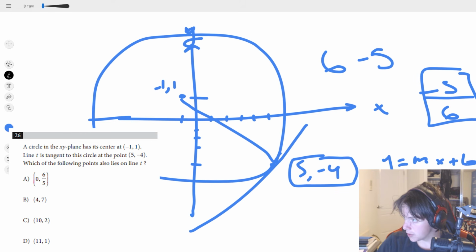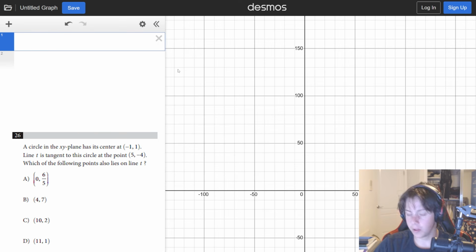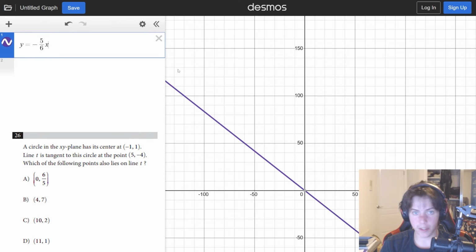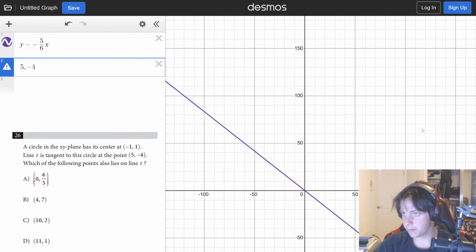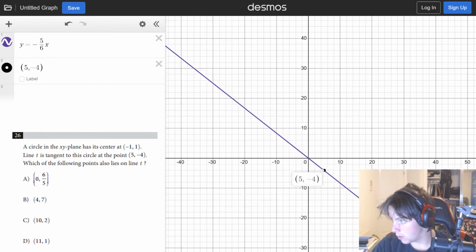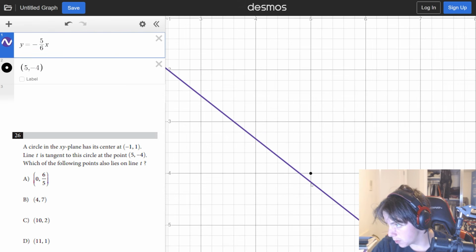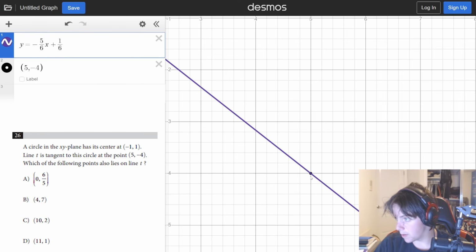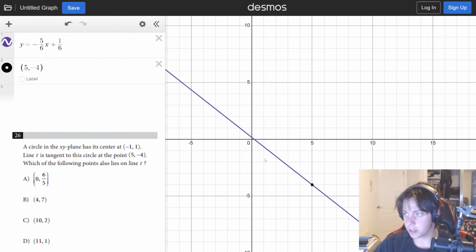So y equals mx plus b. Right. Our slope is -5 over 6. And we have the point 5, -4. So let's plot this. Y equals -5 over 6x. And then it goes through the point 5, -4. Oh, and we see that it's almost there, but we're down by, it looks like 1/6, plus 1/6. Okay, right away we see that this intercepts. So now we can just plot all our points.